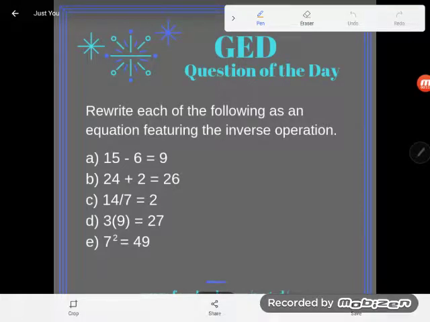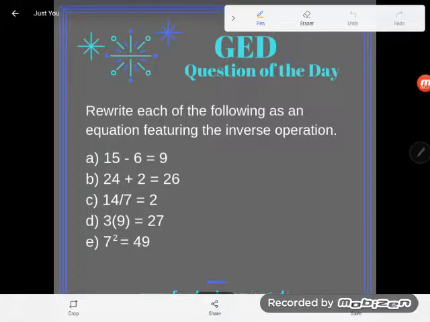Hey GED students, it's GED question of the day, and today I'm asking you to rewrite each of the following as an equation featuring the inverse operation. A really weird request on my part, but I have a method to my madness. I really want you to be able to do this skill so that you'll be good at algebra.